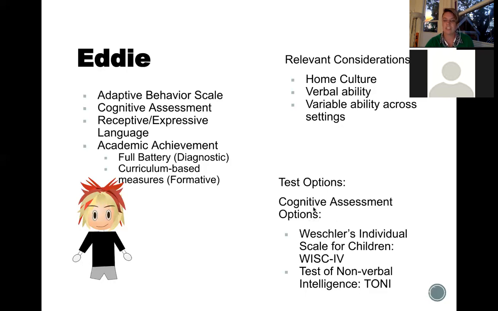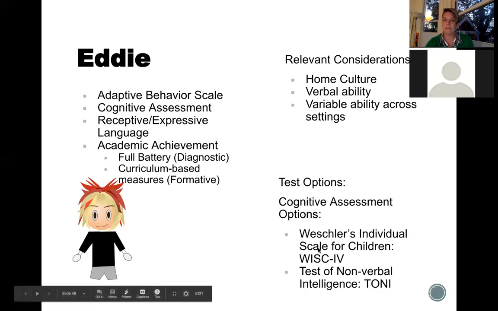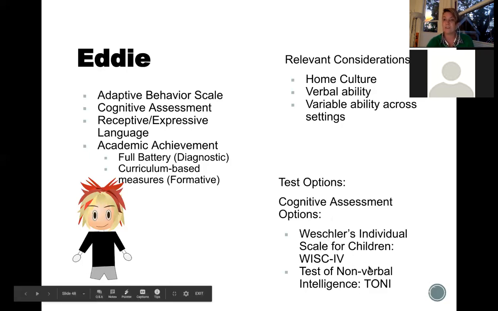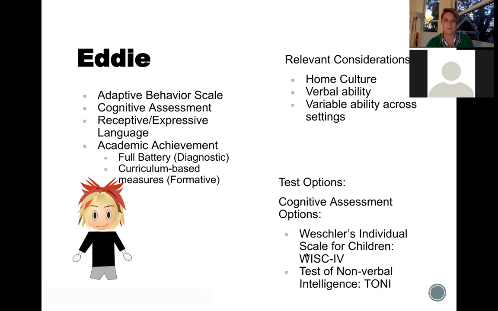In terms of intelligence, like I brought up before, I'm thinking about how his verbal ability is quite low, and that might drag down his score. And I want to really find out what his strengths are. So a test of nonverbal intelligence, the TONI, might be more appropriate in my selection for him. And then the other aspect is the adaptive behavior scale, and even thinking about the items on there. Are the items really getting at what is adaptive and appropriate for him in his home, and what he's had the opportunity to learn?